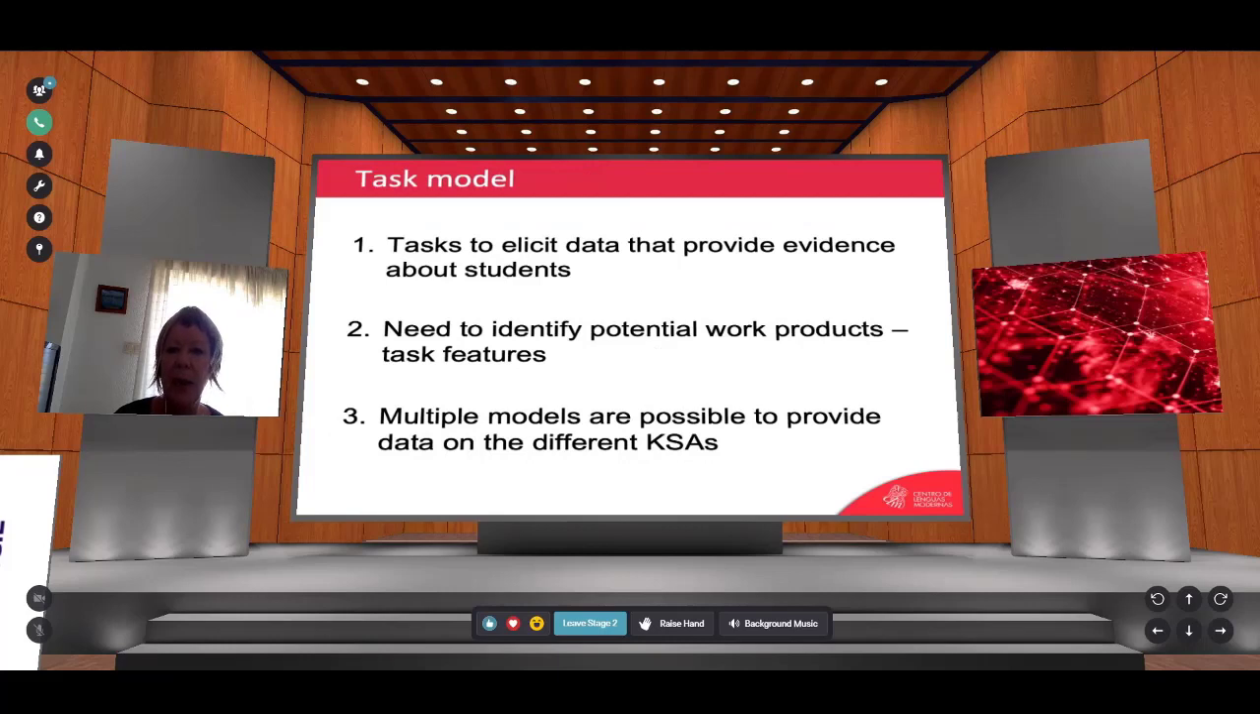We then had to look at the task model. So we needed a task to elicit the data to provide this evidence. So we needed to identify potential work products, what features would be included in the task. And obviously multiple models are possible, and we would expect this. For different areas of mediation, we would have different task models.